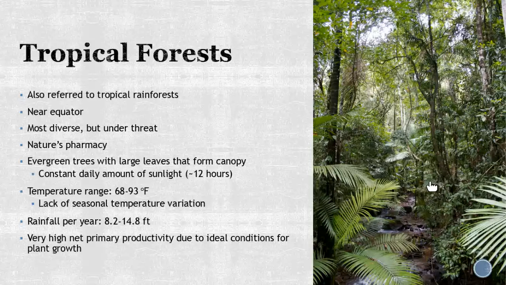The range in temperatures is going to be around 68 to 93 degrees Fahrenheit, and it really doesn't vary because it is at the equator. So it's really not going to change. It's pretty much always the same temperature throughout the year. They do get a ton of rain. That's why they're called the rainforest, between 8.2 to 14.8 feet per year, which is great because this type of vegetation and animals thrive in this. Now, they do have a high net primary productivity in this area because these are the perfect conditions for plants to grow.